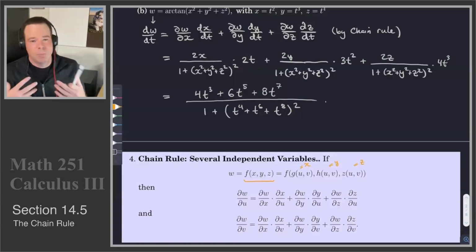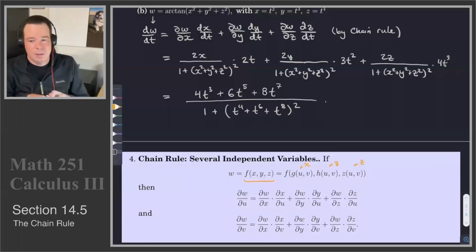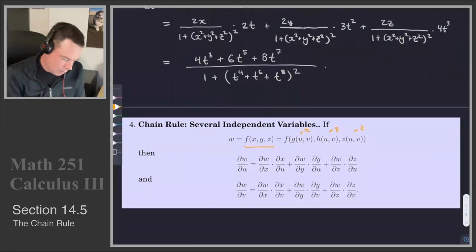Rather than doing the substitution first, like we did in the first example, where we put everything in terms of t and just took a derivative, rather than putting everything in terms of u and v and running through our regular partial derivatives, we can instead keep these things separate. The outermost function in terms of x, y, and z, and then the inner functions, the x, y, and z, in terms of their variables, u and v, we can keep them separate, do their derivatives, and piece them together. And that's what the chain rule is telling us here.